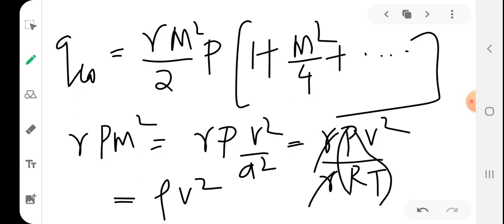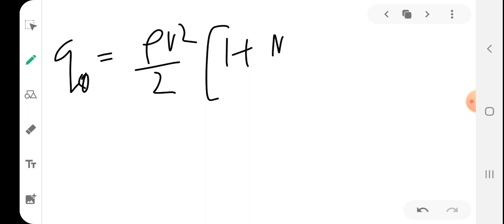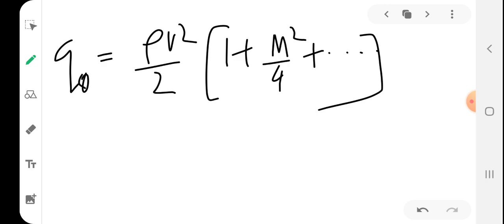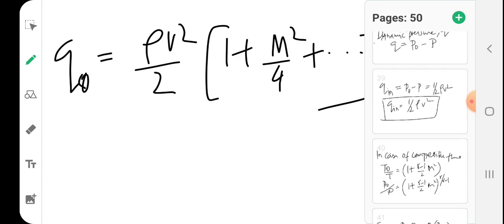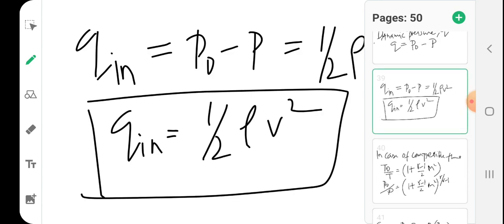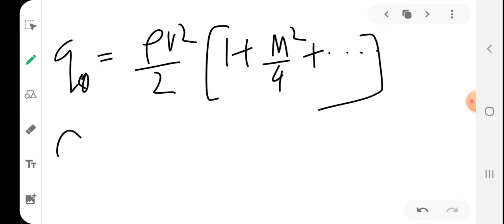Rho v square. Okay, so I can substitute gamma M square p as rho v square. So q0 is nothing but rho v square by 2 into some 1 plus M square by 4 plus some terms, right? But in case of incompressible fluid flow, it is nothing but half rho v square. So in case of incompressible flow, it was just rho v square by 2.